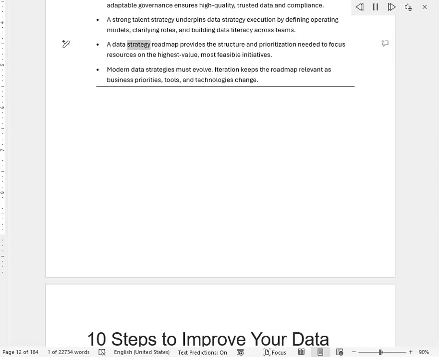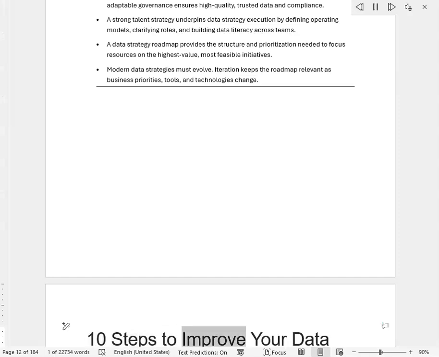A data strategy roadmap provides the structure and prioritization needed to focus resources on the highest value, most feasible initiatives. Modern data strategies must evolve. Iteration keeps the roadmap relevant as business priorities, tools, and technologies change.